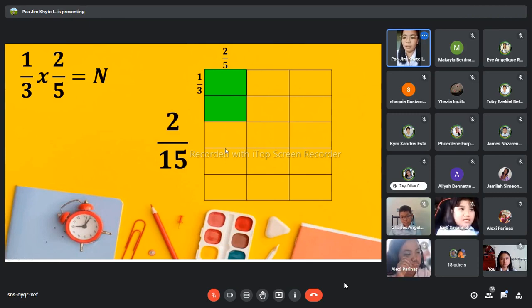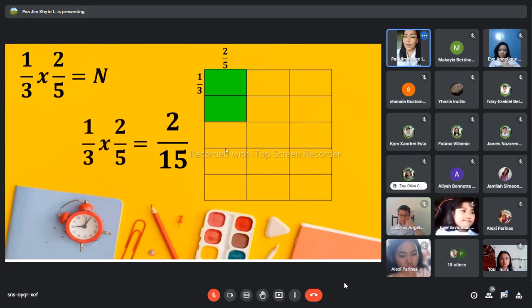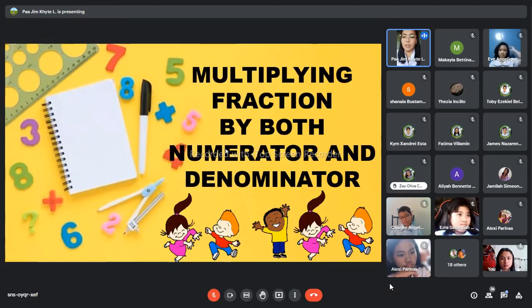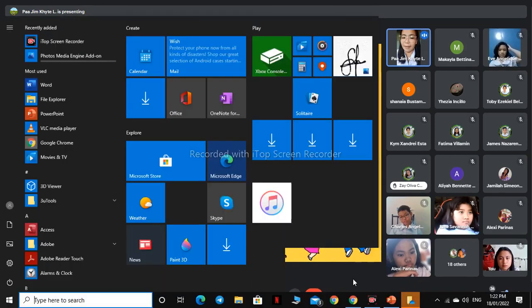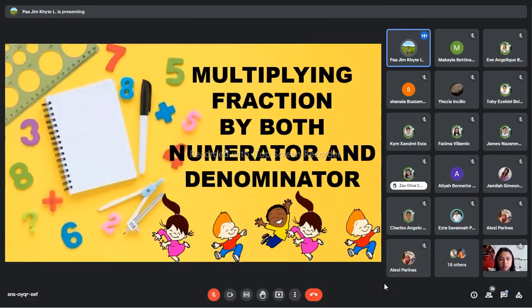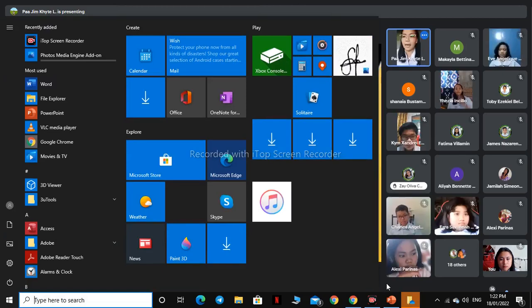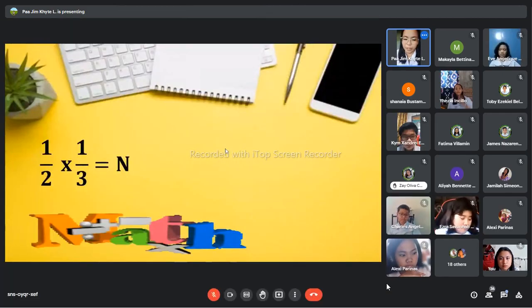2/15. Did you understand, class? Kindly raise your thumbs up sign. Good. So 1/3 multiplied by 2/5 is equals to 2/15. Let's try to look in multiplying fraction by both numerator and denominator. Kindly read our first equation.